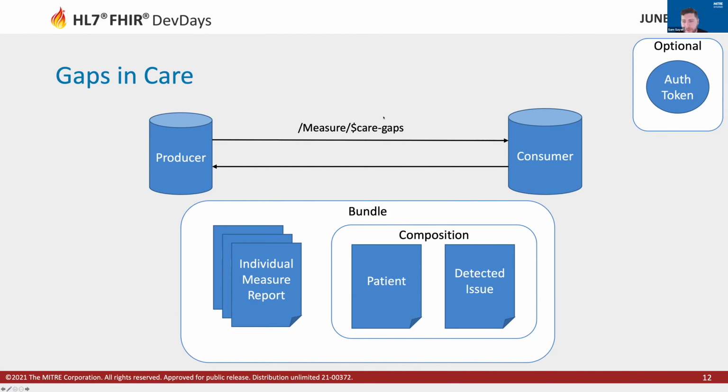You have a patient, to use the previous measure example, that we can't find a colonoscopy for within the last 10 years. So that would be considered a care gap. And that basically sends you back a bundle with measure reports for each of the patients that you're looking at, information about the patient, and the detected issue resource, which is the way to signal that there's an issue that needs to be addressed.